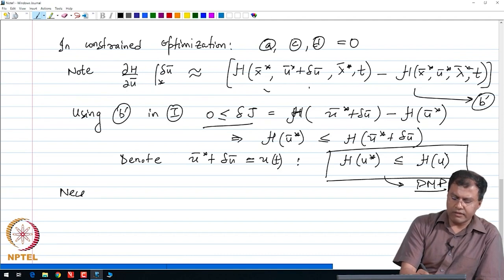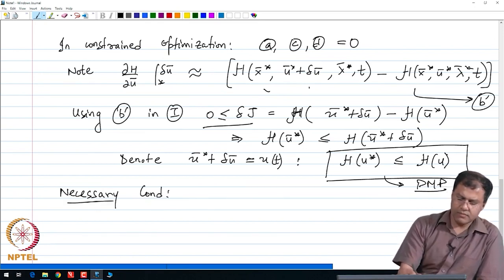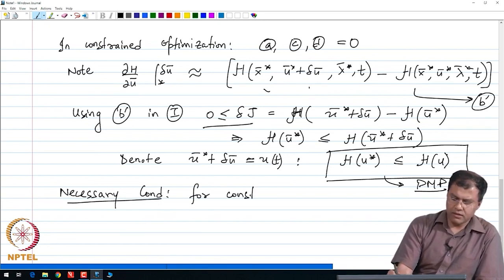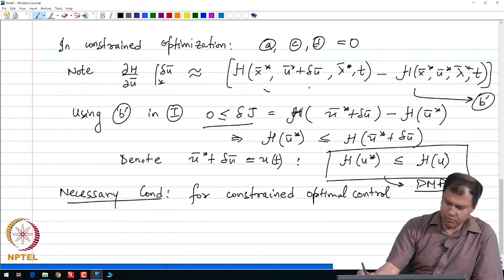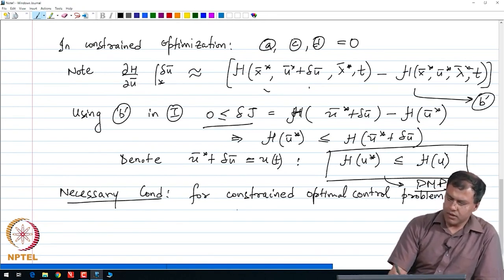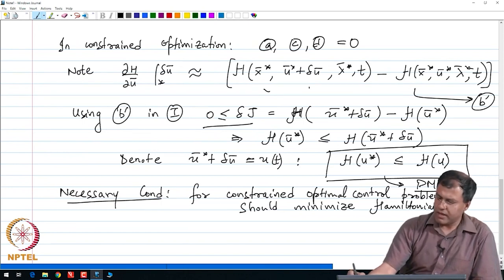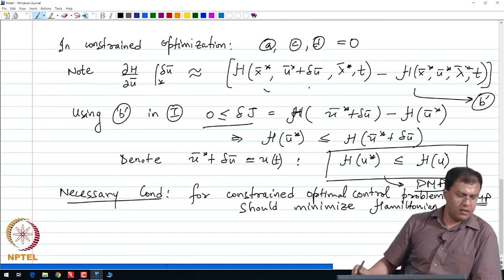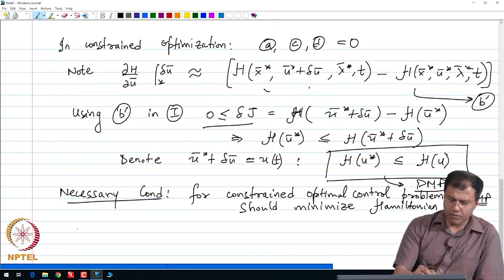So let me just state the necessary condition that we have found for the constrained control problem. The necessary condition for the constrained optimal control problem, or for the optimal control problem, is that the control should minimize the Hamiltonian, and that is what my Pontryagin minimum principle states. Okay. So let us now look at the solution methodology, starting with the statement of the problem.